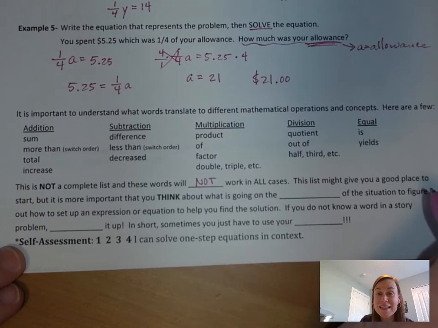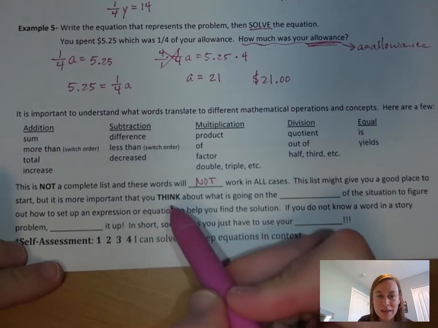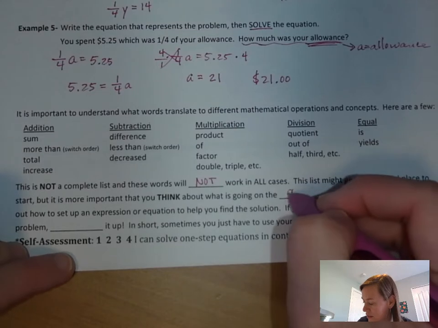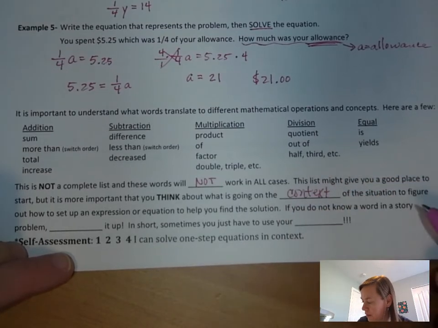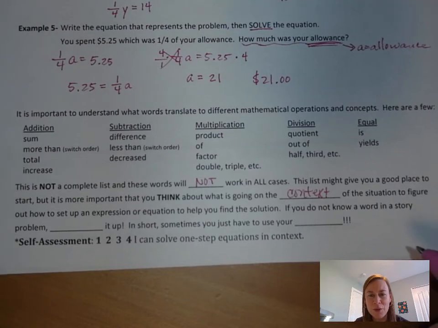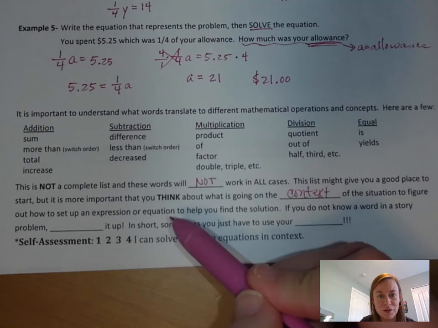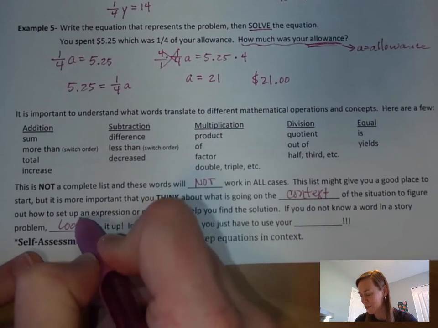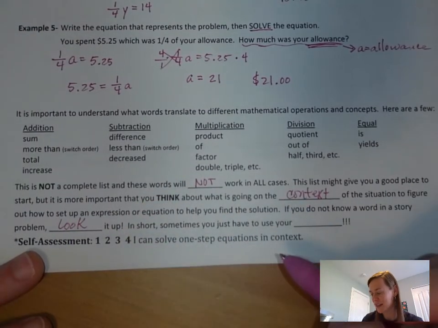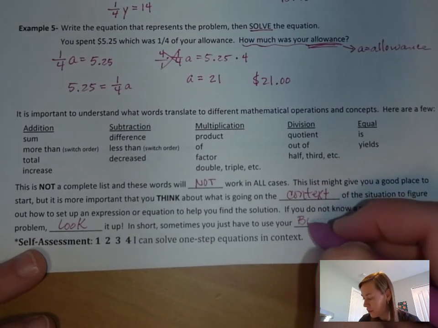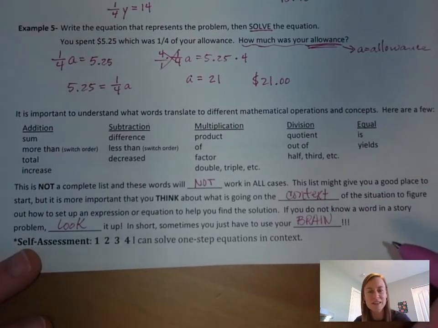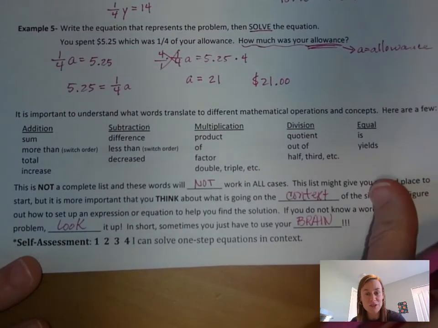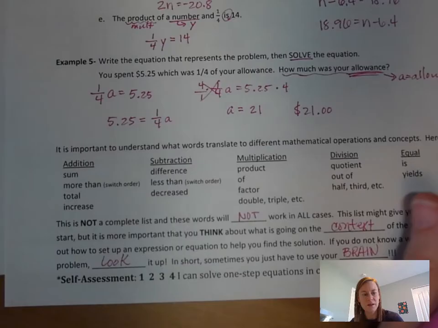This list is a good place to start, but it's more important that you think about what is going on in the context of the situation. So that means read the problem and really think about what's going on and make sure what you're doing makes sense. Think about the context to figure out how to set up an expression or equation to help you find the solution. If you don't know a word in a story problem, look it up. In short, sometimes you have to use your brain. You really do, because with word problems, you always need to go back through and make sure that the answer makes sense. Before I let you go, let's look at 2 examples from your assignment.